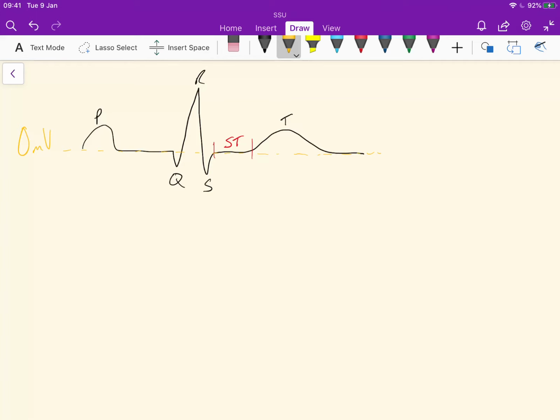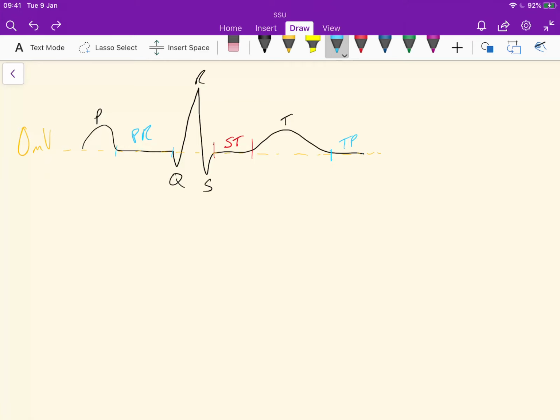Now you'll notice that there are two other parts of the ECG that are also at 0 millivolts. We have it here at the PR interval, which is the space in between the end of the P wave and the start of the QRS complex. And after the T wave, this bit is called the TP segment, and that's the space in between the end of the T wave and the start of the next P wave. And all these points are at 0 millivolts.